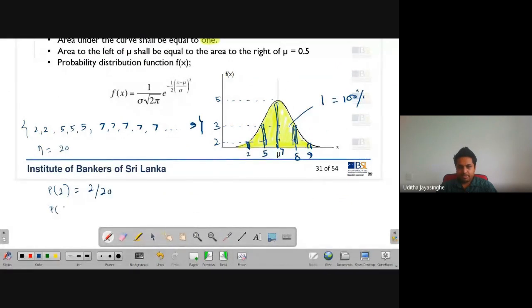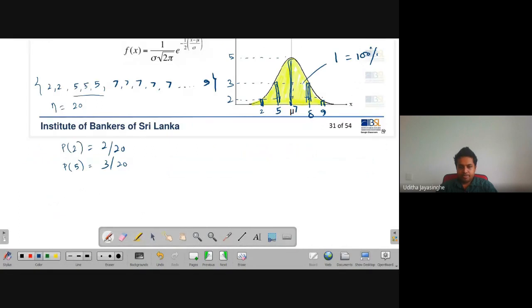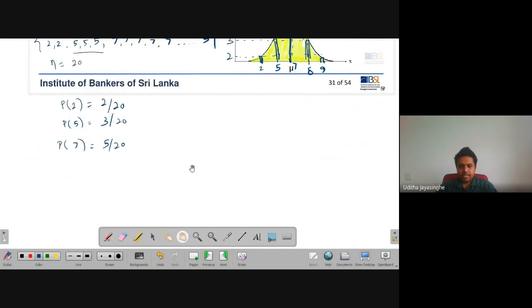What is the probability of 5? I have three 5s, so 3 divided by 20. What about 7? The probability of 7 is going to be 5 divided by 20. Likewise, students, if I add these individual elements up until, let's say, the probability of 9 is 2 divided by 20, what if I add these elements? I'm going to get 20 out of 20, or 1, or 100%.